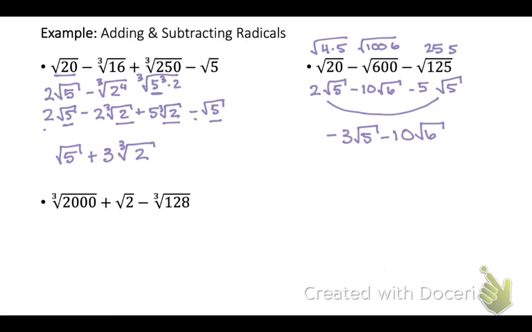Okay, so the cube root of 2,000 plus 2 square root of 2 minus the cube root of 128. Is the square root of 2 going to change? Nope. I got half of the problem right. Okay. How do you want to do 2,000? We're looking for sets of what here? 3. Well, it's 2 times 1,000, which is 10 cubed.